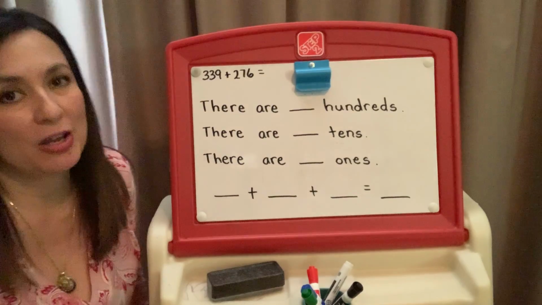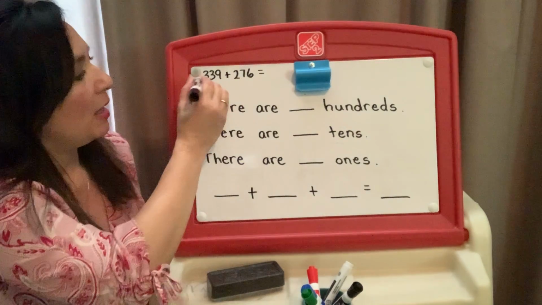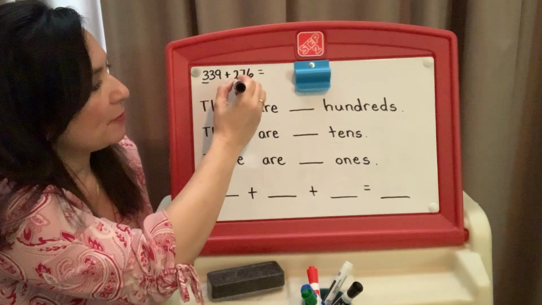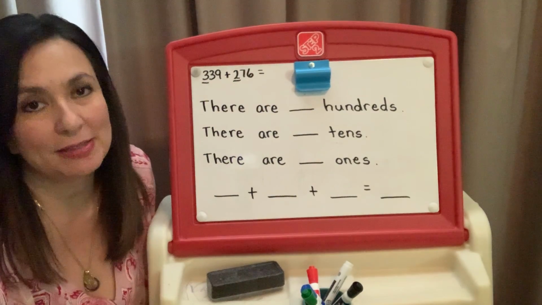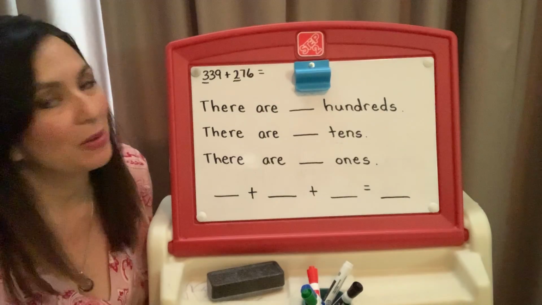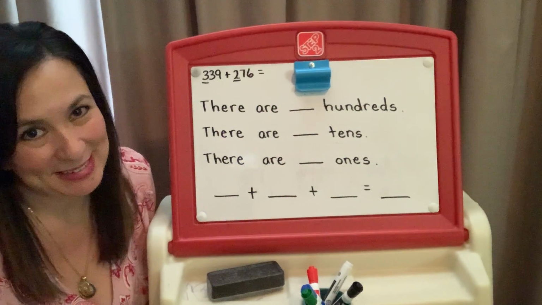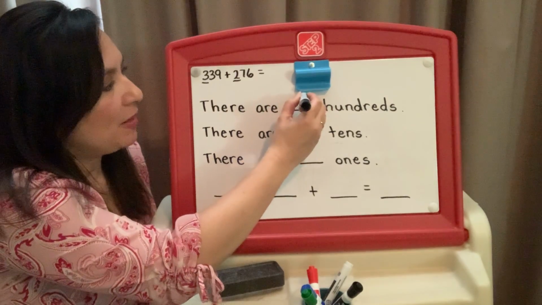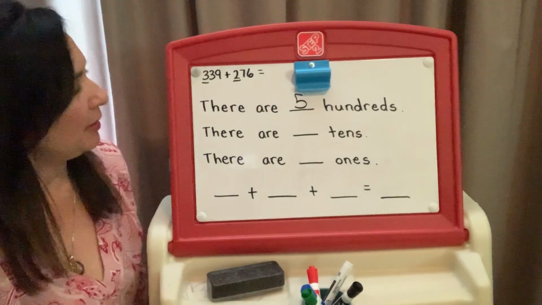I'm going to look at the hundreds place first. In 339, I have a 3 in the hundreds place, and then in 276, there's a 2 in the hundreds place. 3 plus 2 is, say it with me, 5. So there are 5 hundreds, and I'm going to write it in here.